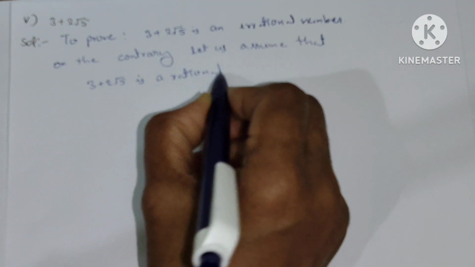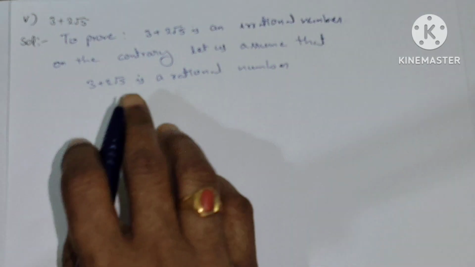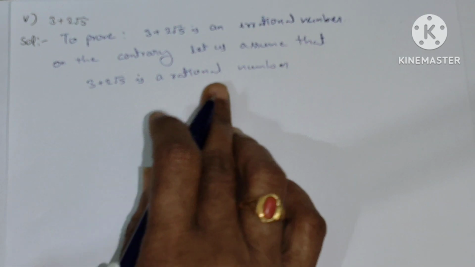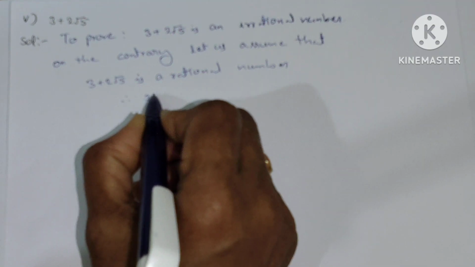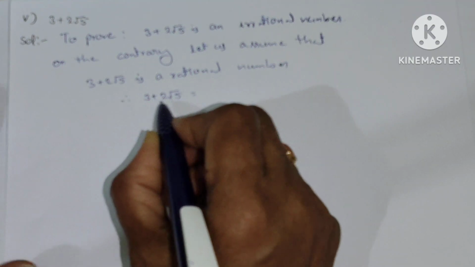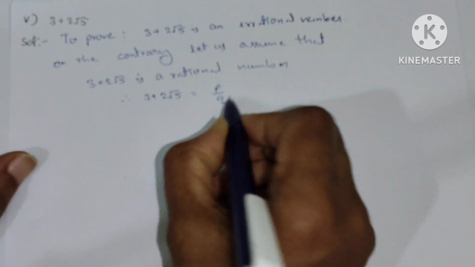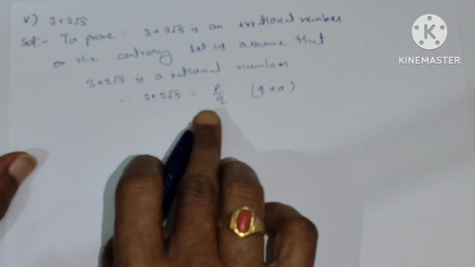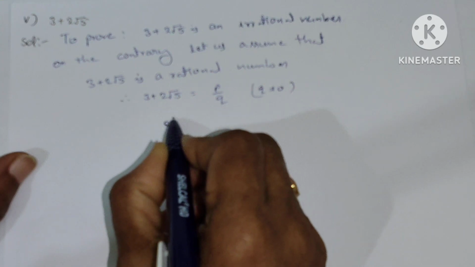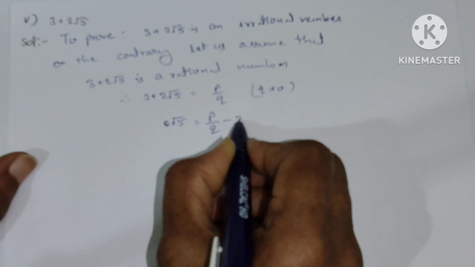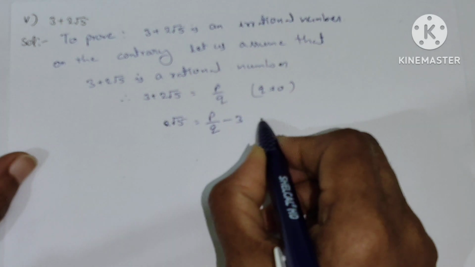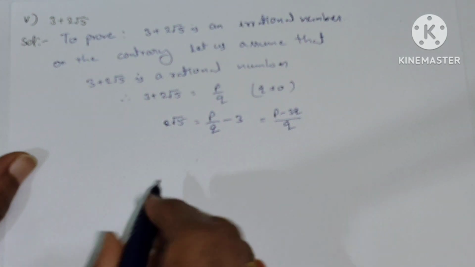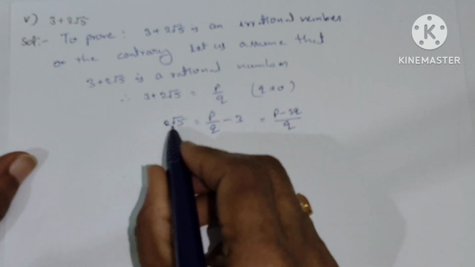So now we prove that it is an irrational number. 3 plus 2 root 5 is a rational number. Rational number means we write the form 3 plus 2 root 5 equals p by q, here q is not equal to 0, the general form of a rational number. So 2 root 5 equals p by q minus 3. Taking the LCM q, this equals p minus 3q by q. So 2 root 5 equals this.